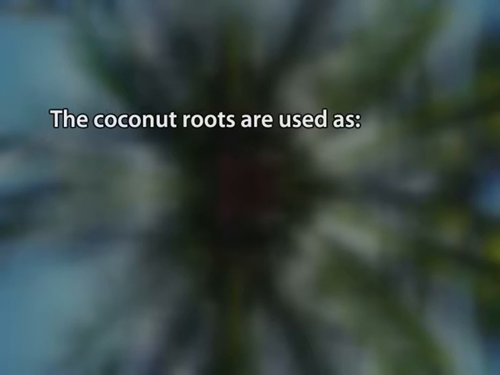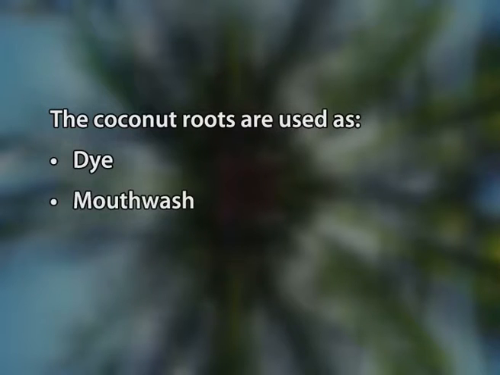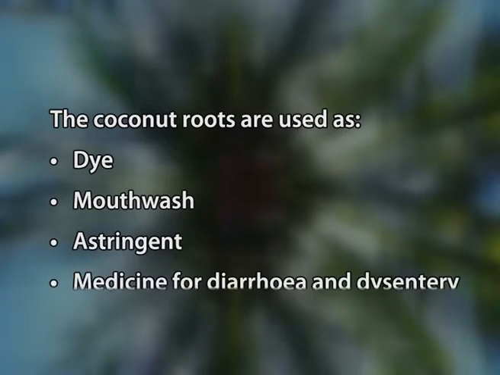Seventh, coconut roots. The roots are used as a dye, mouthwash, astringent, and a medicine for diarrhea and dysentery. The roots are also roasted, ground, and used as dentifrice. A fried piece of root can also be used as a toothbrush.